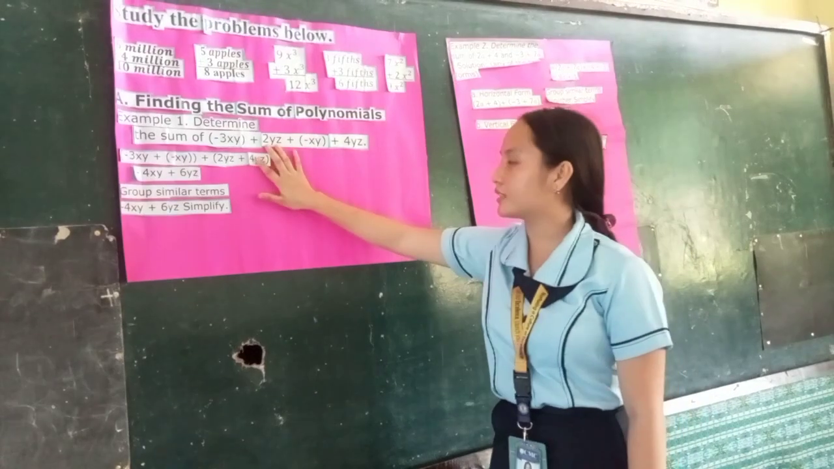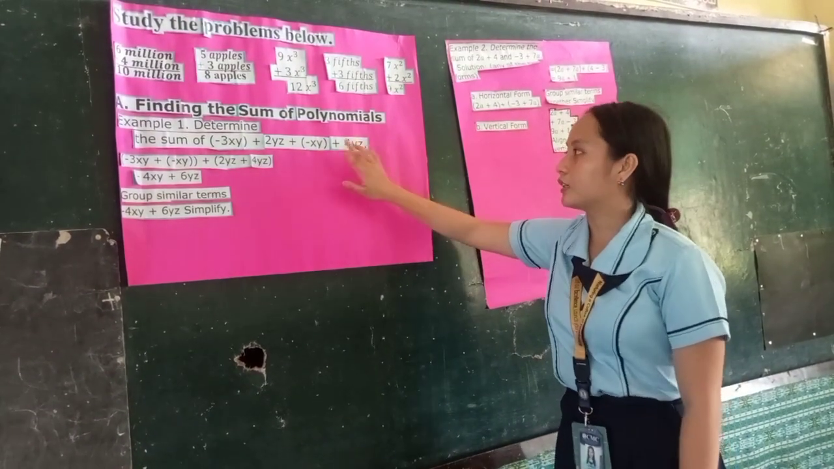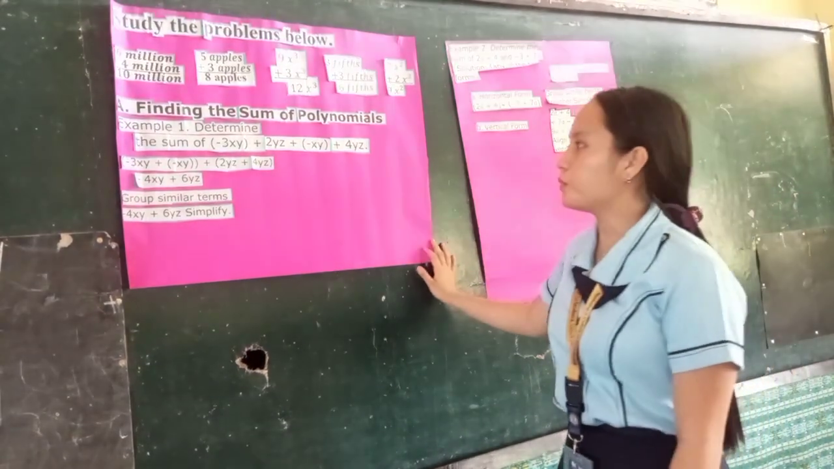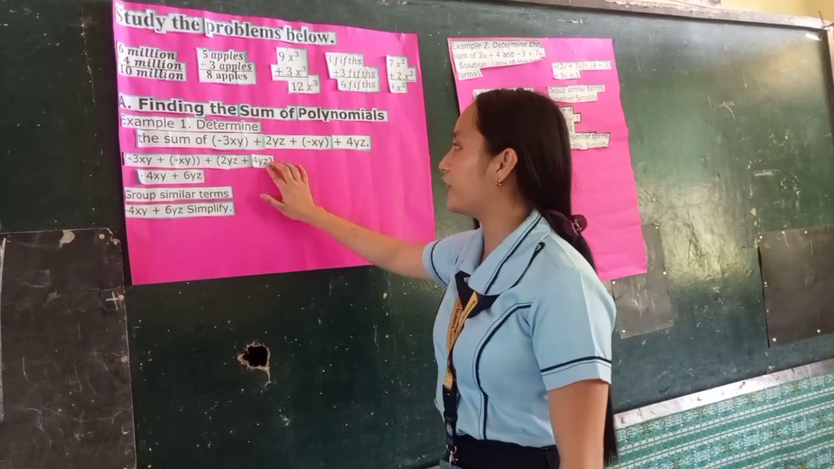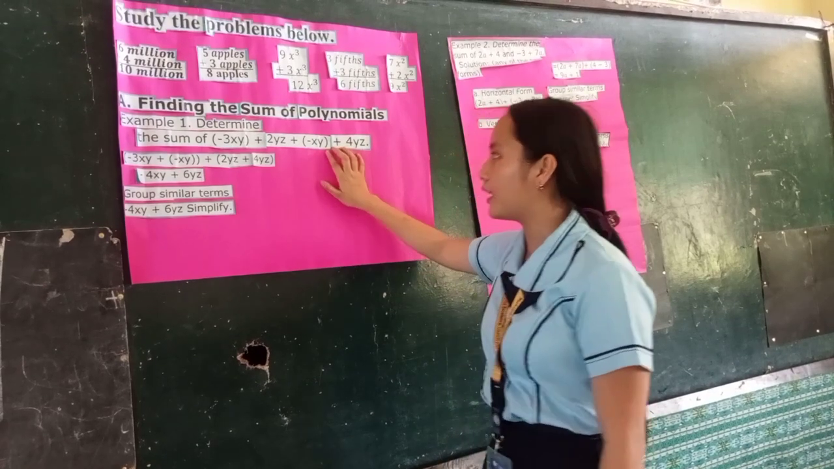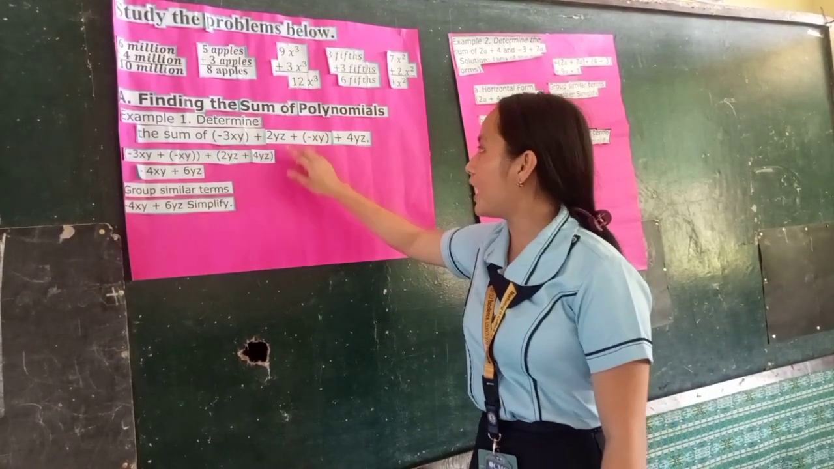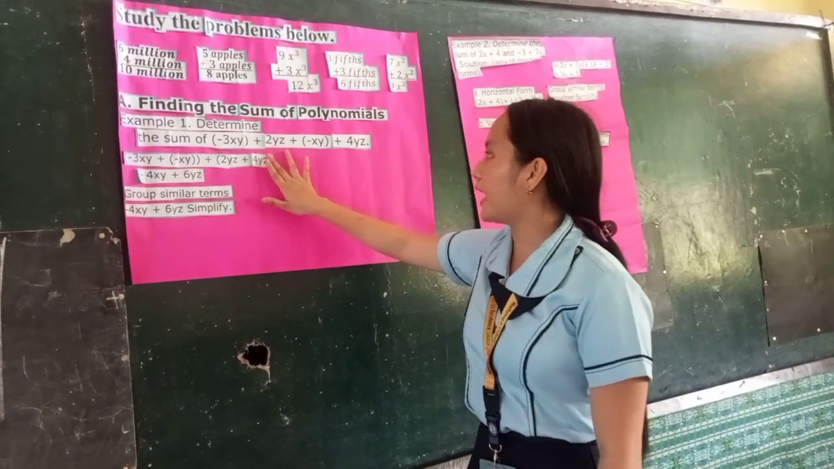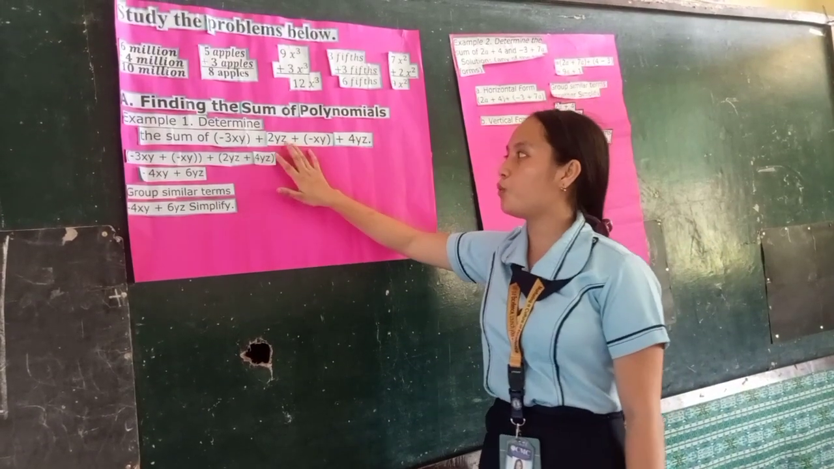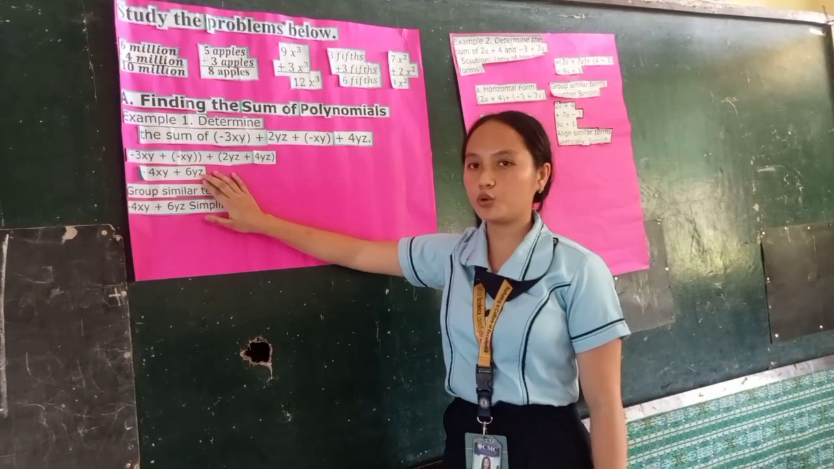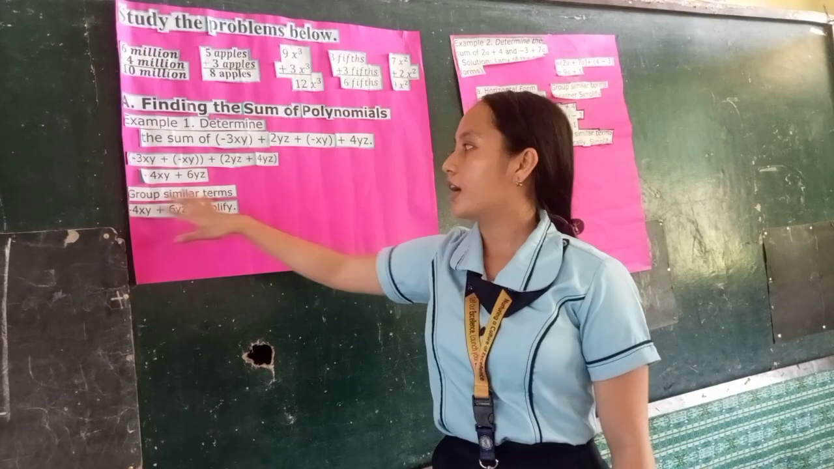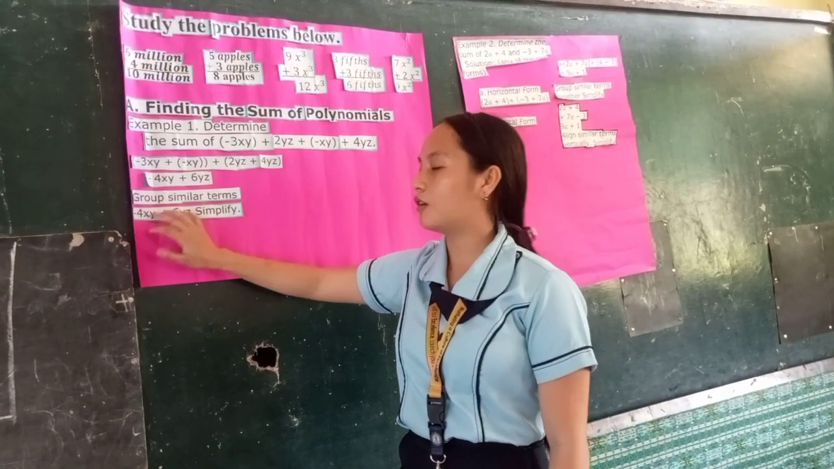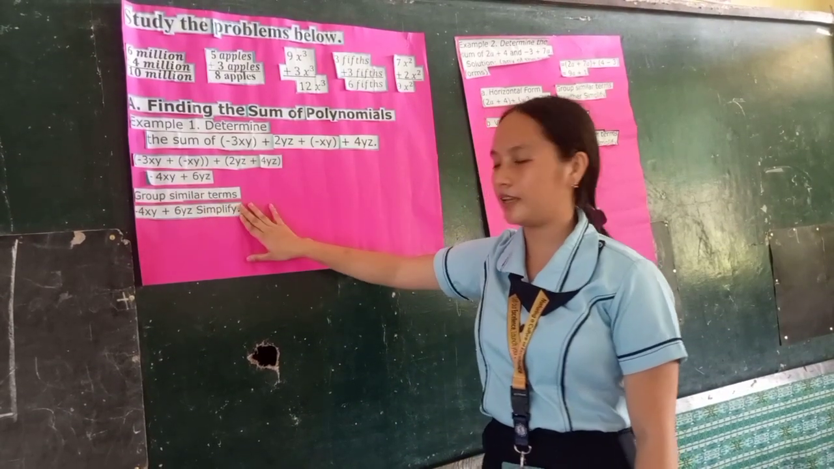Finding the sum of polynomials, example number 1: the sum of negative 3xy plus 2yz and negative xy plus 4yz. So, group similar terms. The similar terms here are those with the same x and y. Negative 3xy plus negative xy is equal to negative 4xy. Same with y and z: 2yz plus 4yz is equal to positive 6yz. So, group similar terms, then simplify.